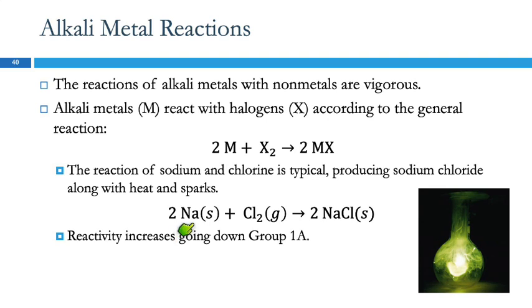So if we look at this one here, we've got sodium and chlorine. Sodium is an alkali metal, it's in group 1. Chlorine is a halogen, it's in group 7A. And so to predict what the product is, these are going to be ionic compounds, a metal and a nonmetal. So we're just going to look at the charges, and this is the same as answering the question, what is the formula for the compound formed between sodium and chlorine?